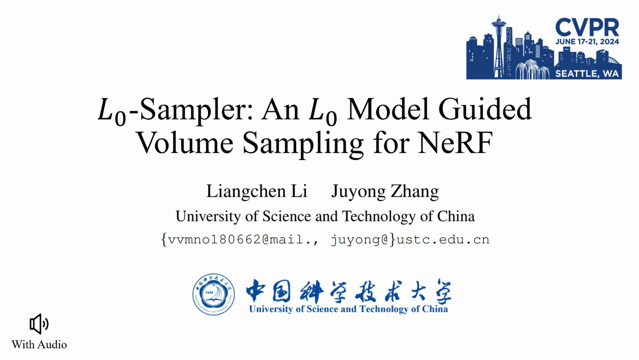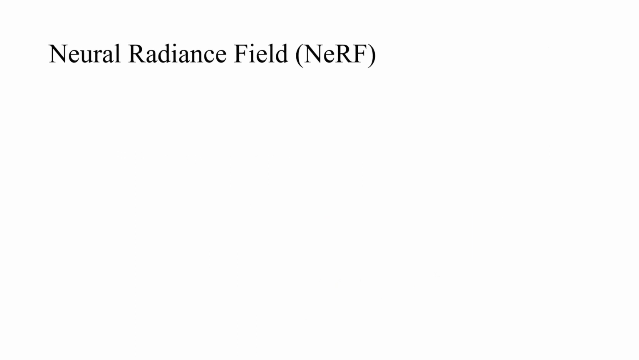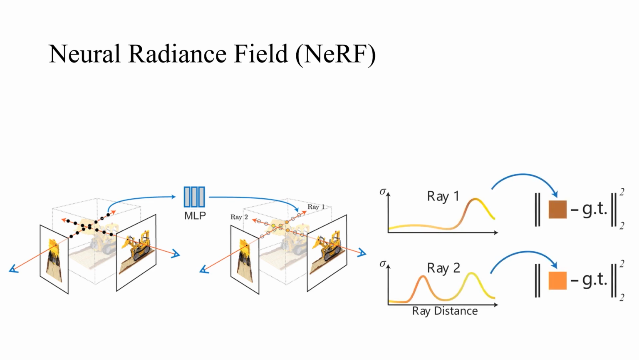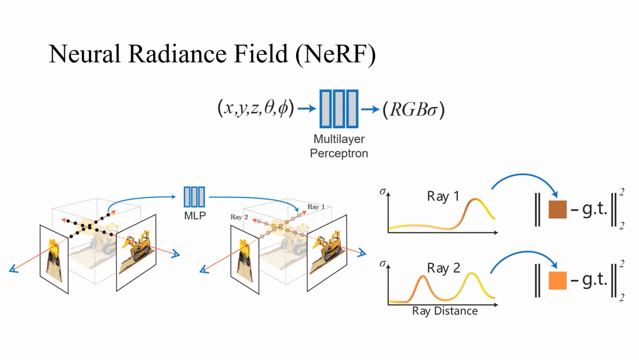Hi, in this video I'll be presenting L0-Sampler, an L0 model-guided volume sampling for NeRF. First, let's review the Neural Radiance Field, or NeRF. It synthesizes novel views from plenty of multi-view images. It samples points along camera rays and renders pixels through volume rendering. It uses an MLP to output RGB colors and volume densities based on positional data and ray direction.